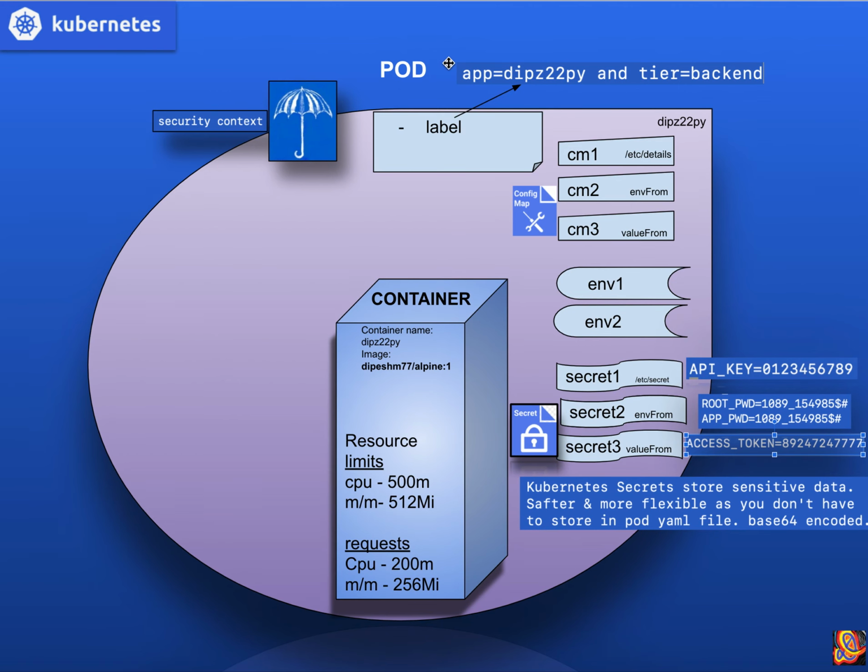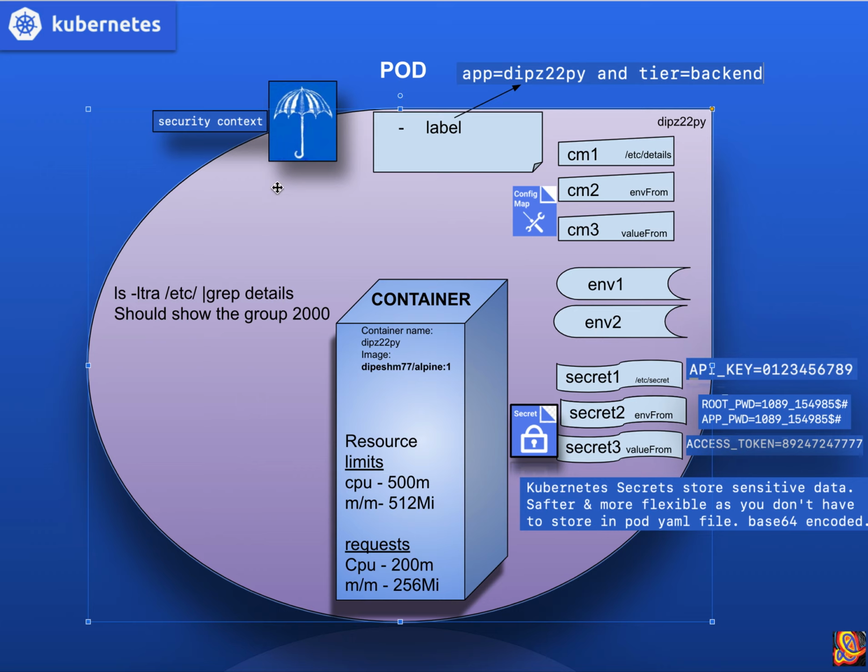So, I have injected the config maps, I have injected the secrets. The next topic for me is, well, I do not have to show you this because I think you already know, because due to the security context, the path /etc details will be owned by group 2000, which I will again show you, but this is something which is already known.